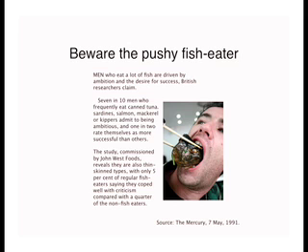There's this study done by John West Foods, and it says men who eat a lot of fish are driven by ambition and the desire for success. This comes out of Britain. 7 in 10 men who frequently eat canned tuna or other fish admit to being ambitious, and 1 in 2 rate themselves as more successful than others.